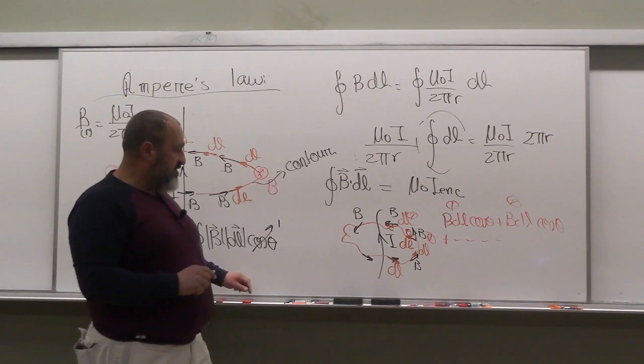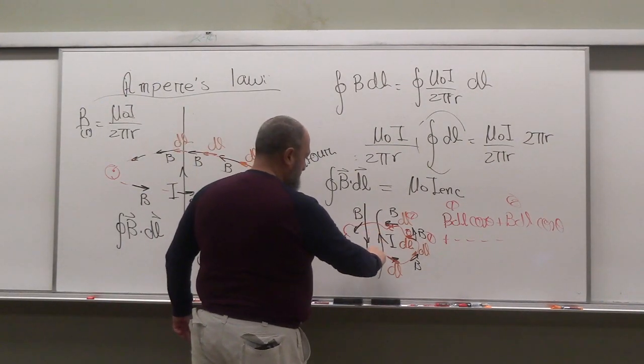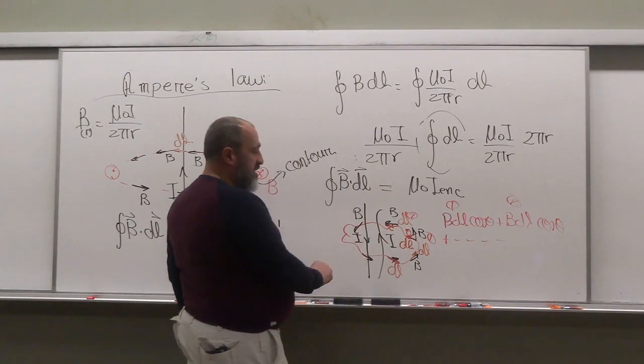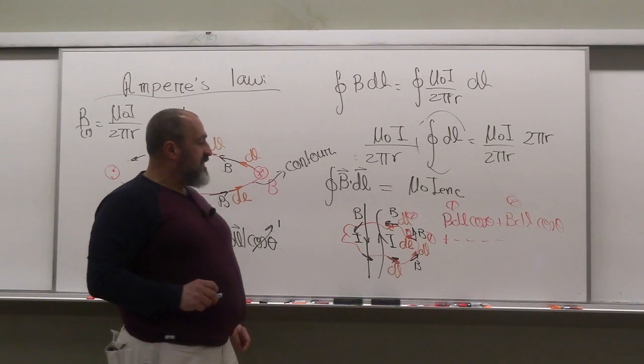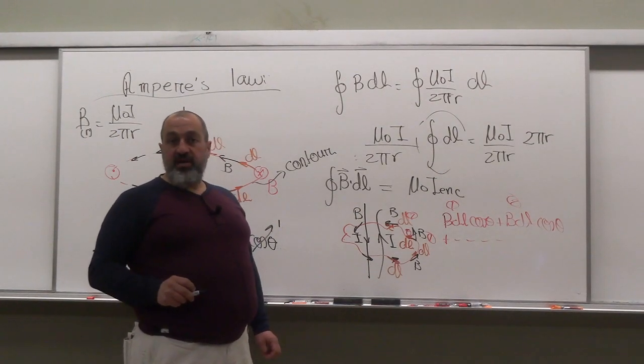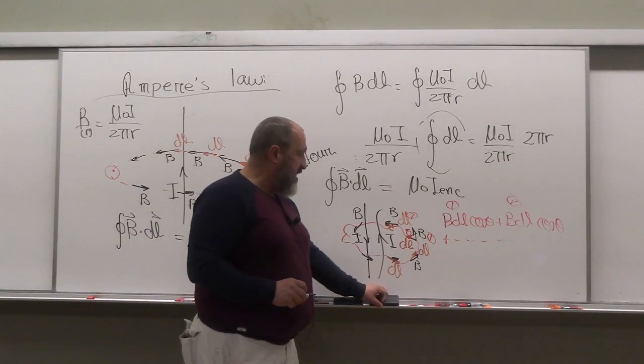So if I had another current flowing here, like that, down, and this I up, I down, then the integral of B dot dl around this closed contour will be 0, because I enclosed is 0. Right? I'll expand on that in a little bit.